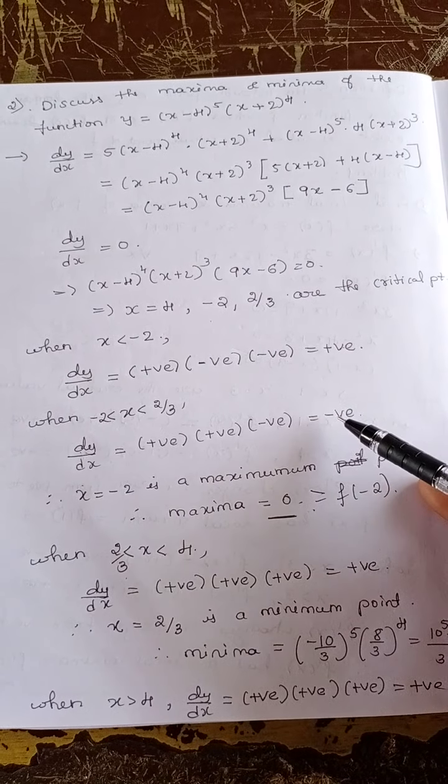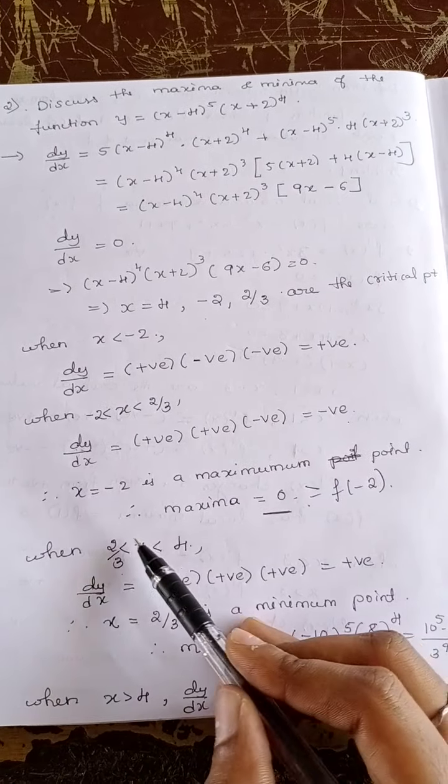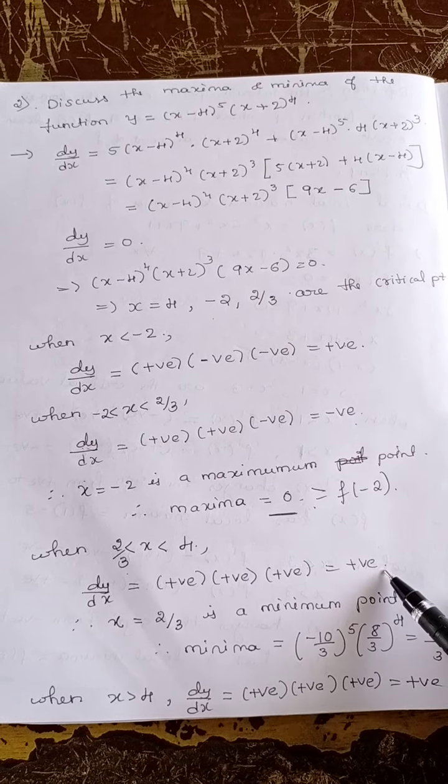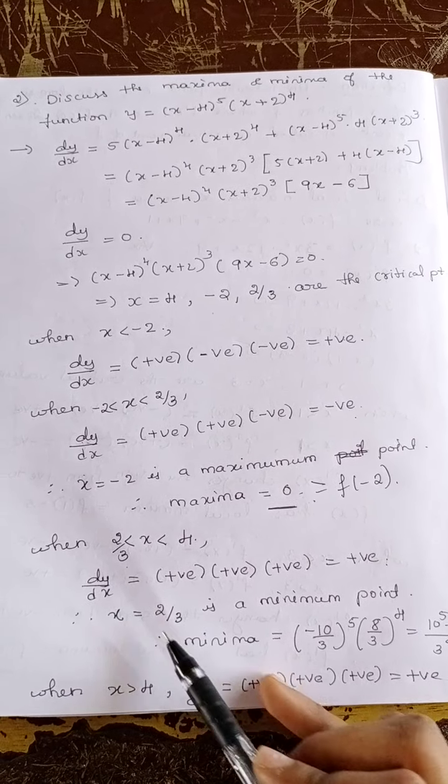Here, x less than 2 by 3, it is negative. X greater than 2 by 3, which is positive. Therefore it has a minimum at 2 by 3.